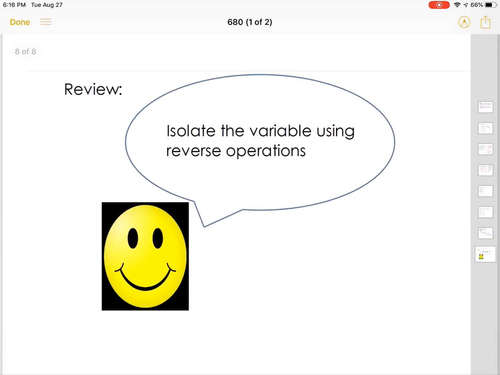So as we're looking at solving our one variable equations, your job is to isolate the variable x using those inverse operations.